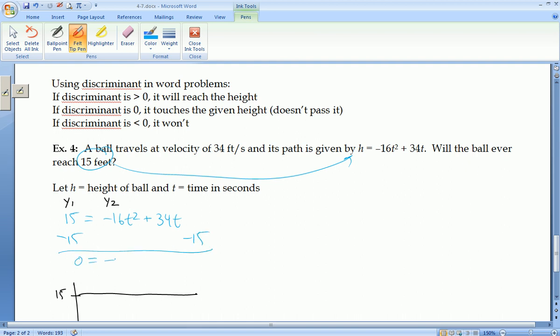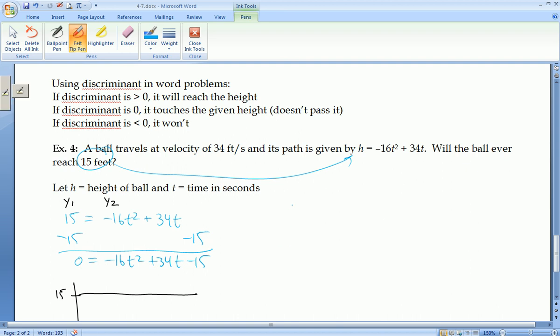So this is 0 equals negative 16t squared plus 34t minus 15. Alright, so now that we have the equation like this, basically we're just going to see if it's going to be above the x-axis, or not just above it, but if it's going to have one answer or two answers.